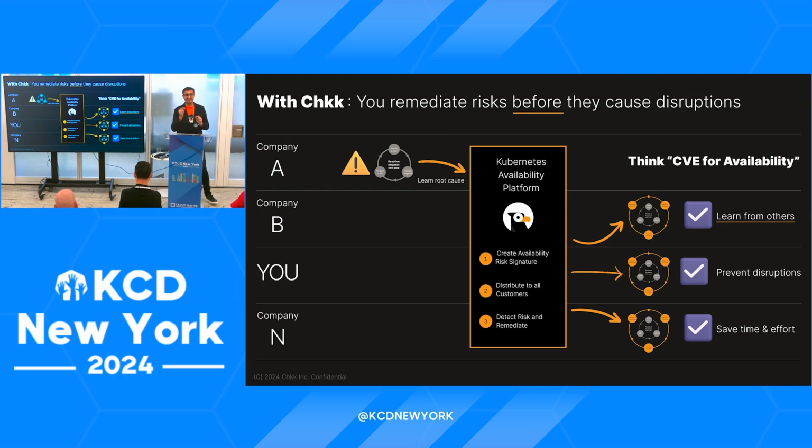We learn the root cause. We convert them into signatures, just like virus signatures. Think of it like a CVE for availability. We stream it to all of our customers. We scan and detect the infrastructure, and we give them workflows to safely mitigate and remediate these risks.